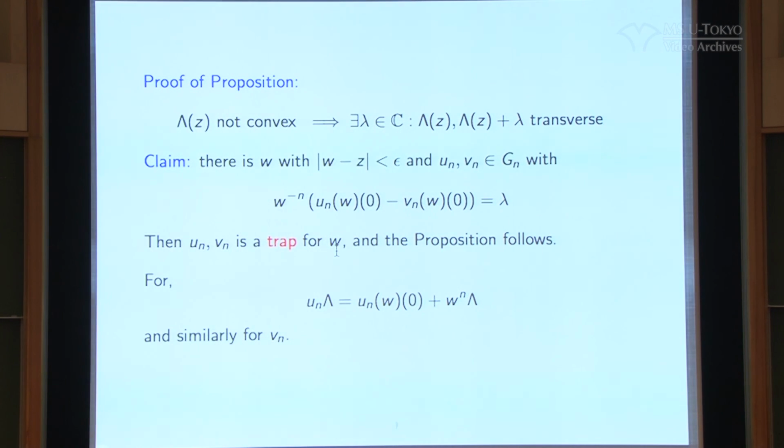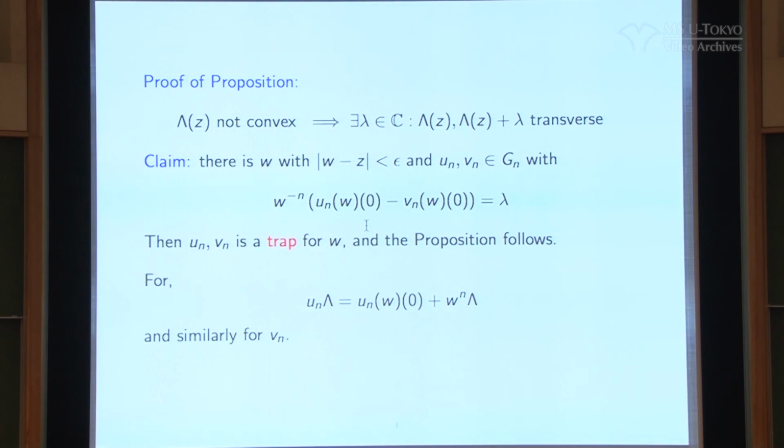If we're not convex, there's some potential lambda that we could use so that if we took our limit set and our limit set translated by that vector, the two of them together would be transverse. So what we want to do is find a pair, u_n and v_n, a pair of words in G_n, such that if we take u_n of lambda and v_n of lambda, and we rescale them so they look like copies of lambda scaled by z to the n, so let's rescale them by z to the minus n, then having rescaled them, one is translated from the other by approximately lambda. That's what we'd like to do.